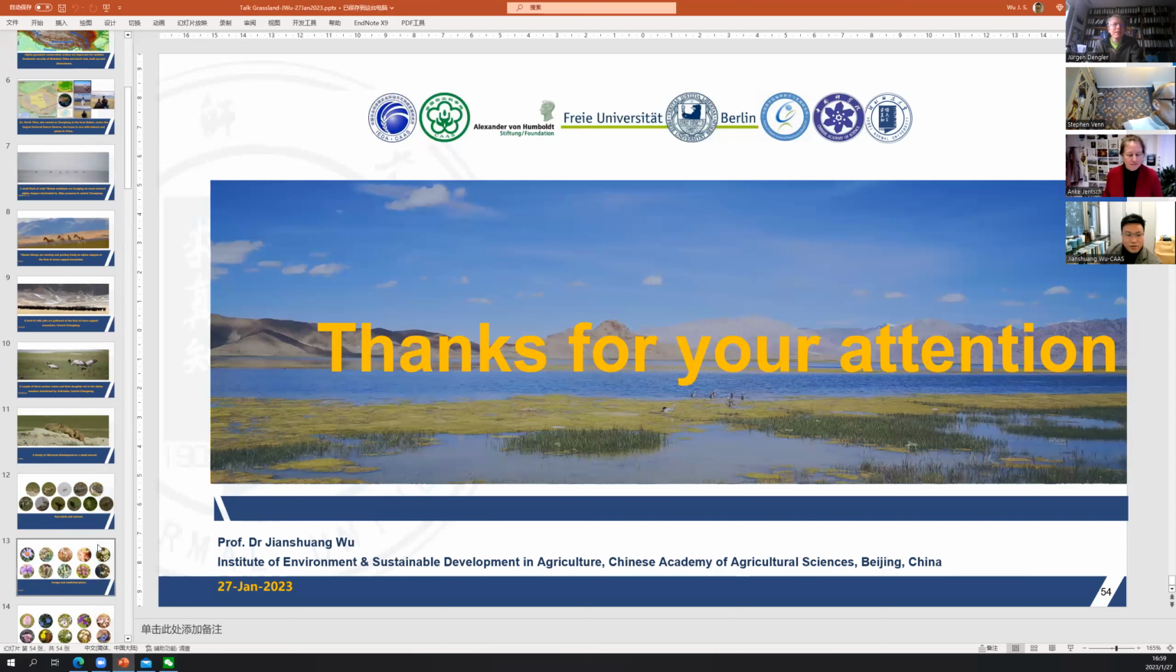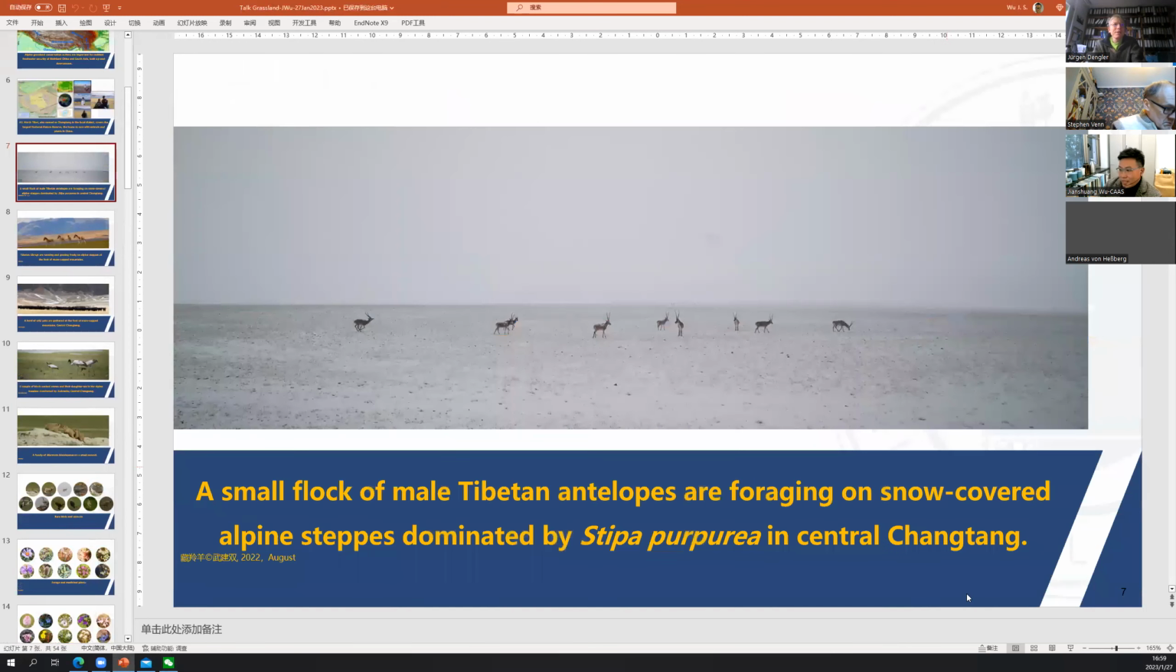So again, you mean the wildlife, the density of the wildlife? Yeah. So what's the relative role of the wild ungulates compared to the livestock?